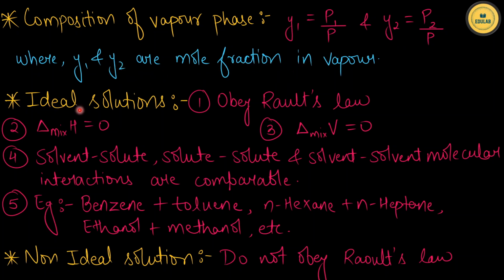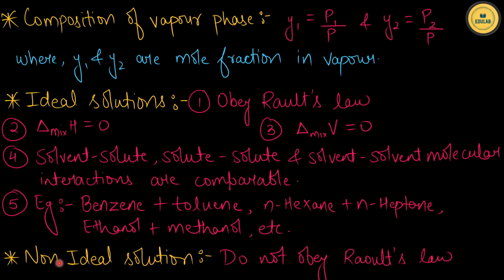Next one is ideal solution. Ideal solution means that solution which obeys Raoult's law and has change in enthalpy equal to 0, and change in volume also equal to 0. And solute-solute, solvent-solvent and solute-solvent molecular interactions are comparable. Examples of ideal solution are benzene plus toluene, n-hexane plus n-heptane, and ethanol plus methanol, etc.